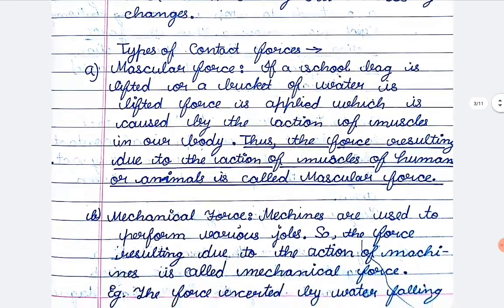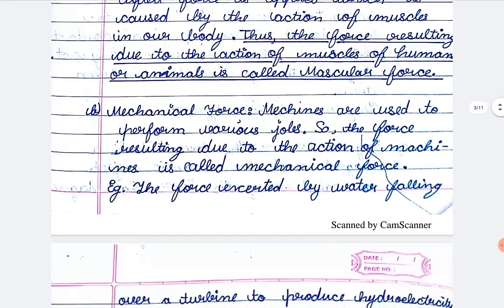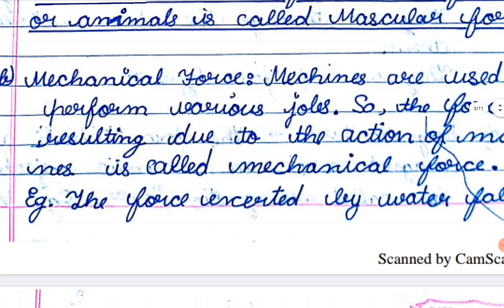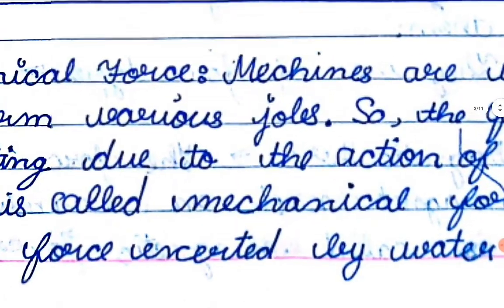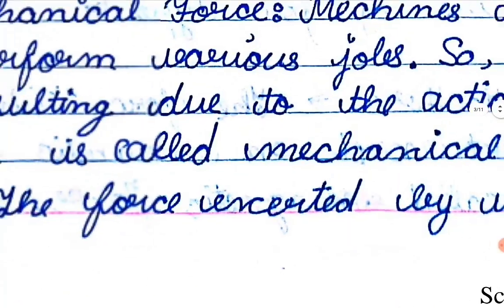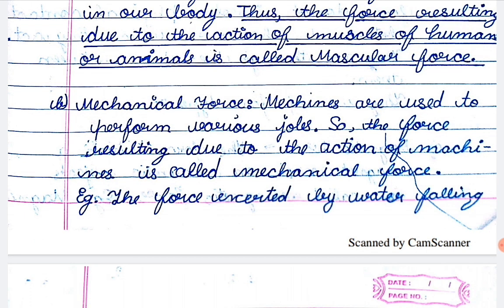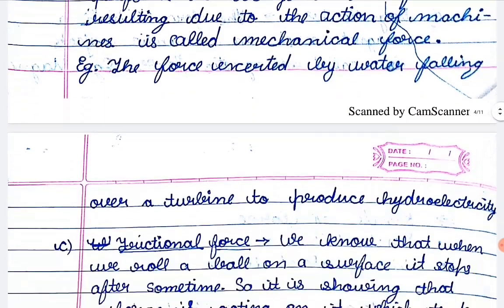Now, types of contact forces. Muscular force. If a school bag is lifted or a bucket of water is lifted, force is applied which is caused by the action of muscles in our body. Thus, the force resulting due to the action of muscles of humans or animals is called muscular force. Now, mechanical force. Machines are used to perform various jobs. So, the force resulting due to the action of machines is called mechanical force. Just by the name we can define what mechanical force is.